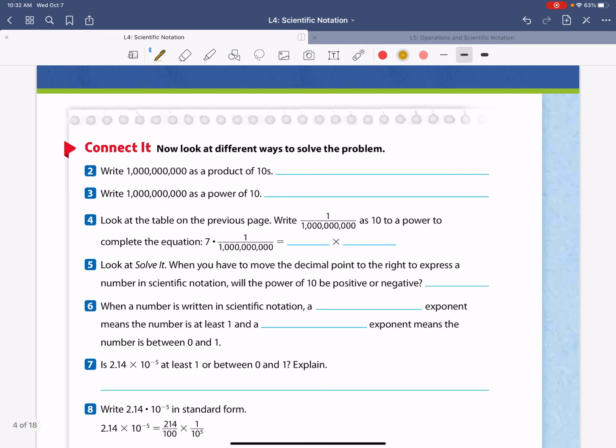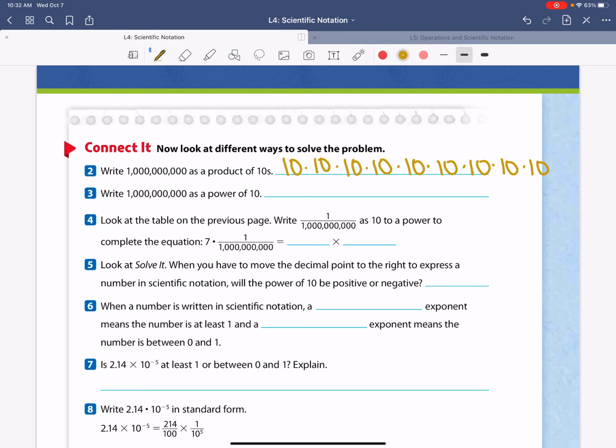All right, let's go ahead and move on to the connected. Now look at different ways to solve the problem. Number 2 says write 1 billion as a product of tens. So we have 10 times 10, that's 100, 1,000, 10,000, 100,000, million, 10 million, 100 million, billion. I just constantly keep going by tens until I get to the number I want.